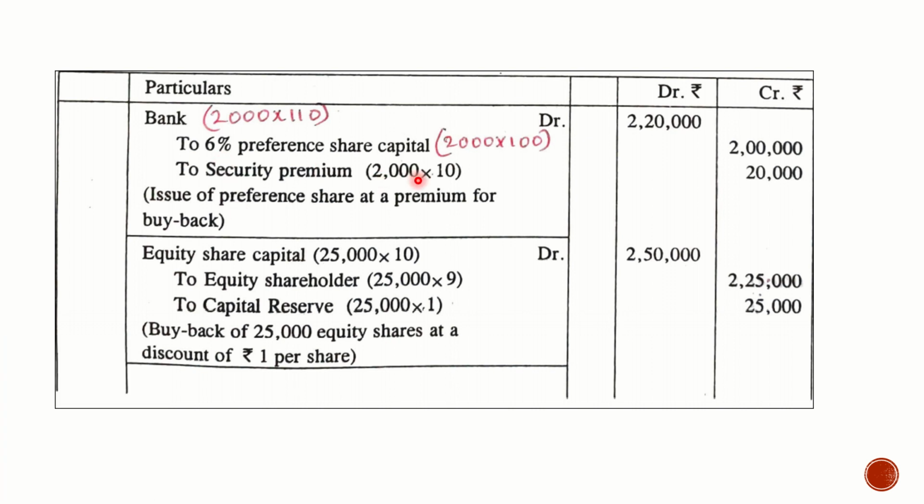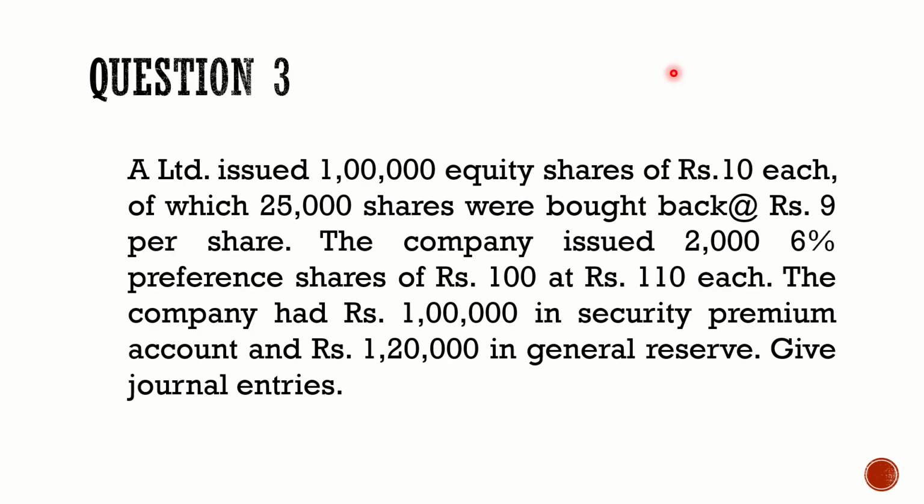Securities premium account. So what is the securities premium? It is rupees 10 because 100 rupees preference shares are issued at rupees 110. So 10 rupees is the premium amount. So 2000 into 10 becomes 20,000 and preference share capital becomes 2000 into 100. That means the face value 2 lakh and to the bank it is 2,20,000. Okay, that is clear from the question.